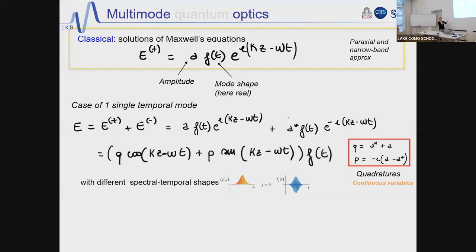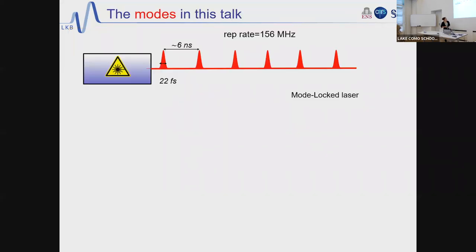I really start with the classical part, because at the beginning I will speak about the classical part, but this is really the same definition even in the quantum case. So what are going to be the modes that we are going to use in this talk?